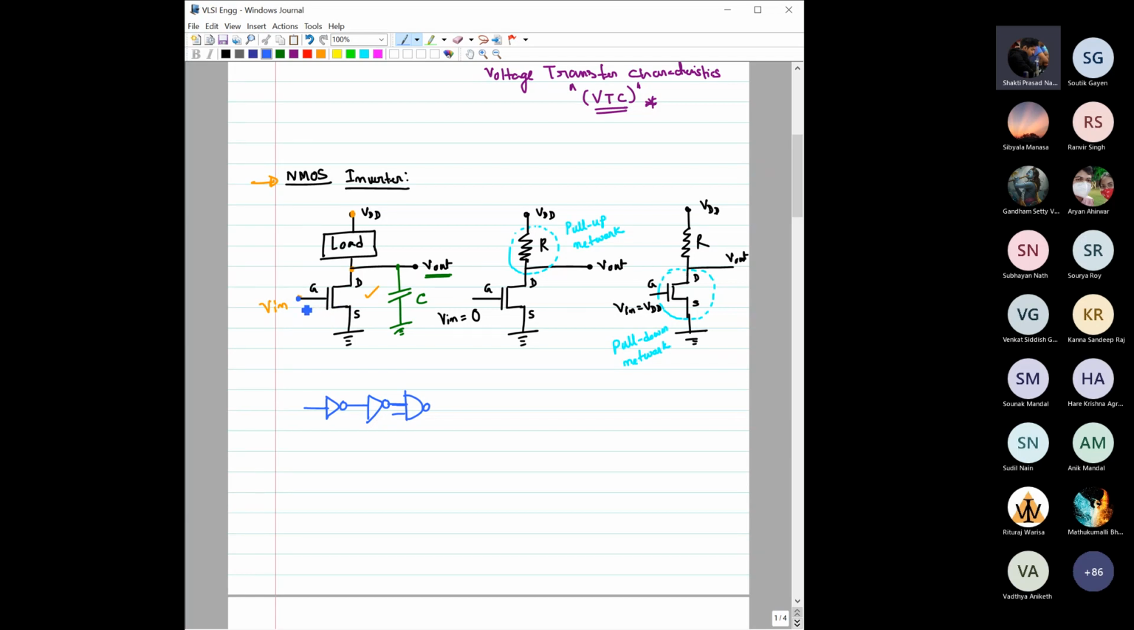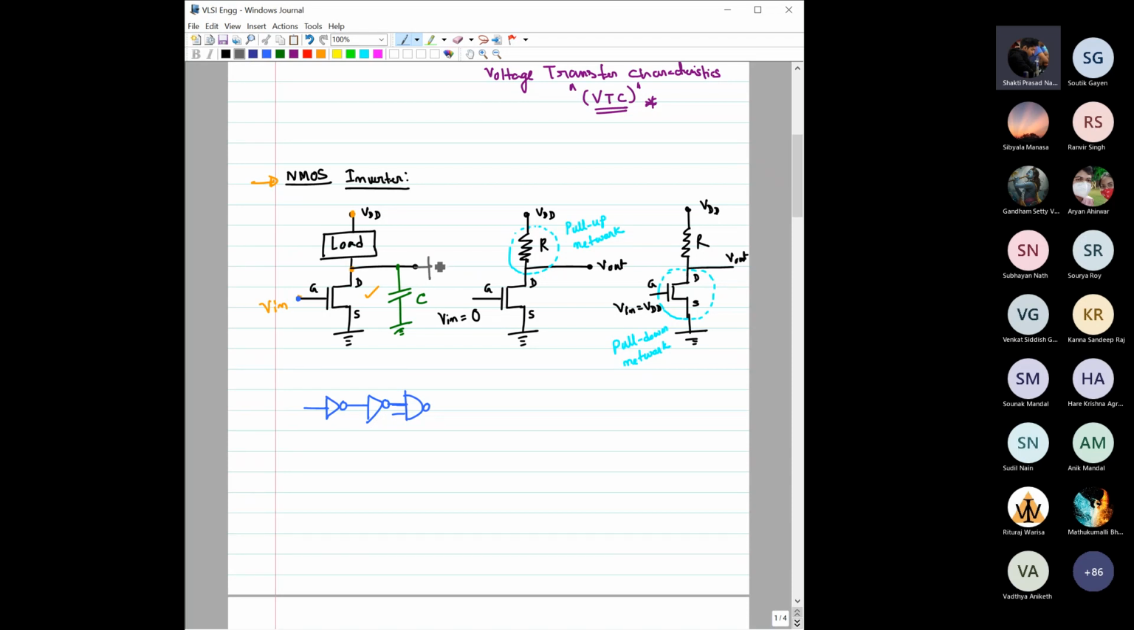One more thing is that as this output is connected to another digital gate, it is definitely connected with the gate terminal of the next MOSFET. Maybe let me draw it here. I will write this V out at the top, then it would be easier.